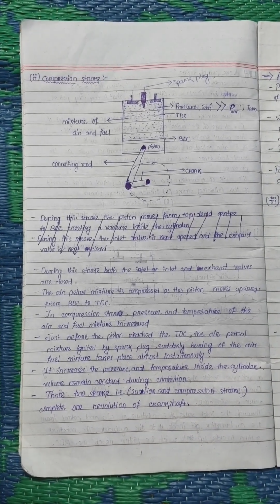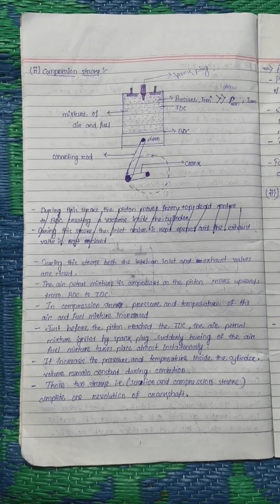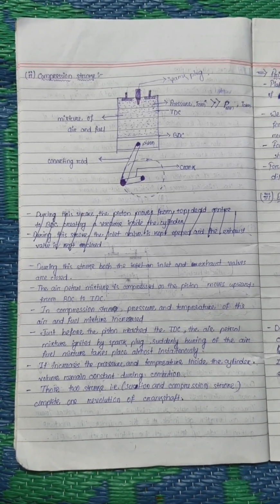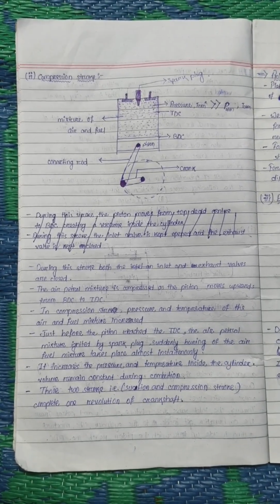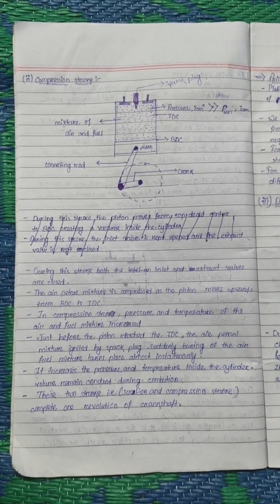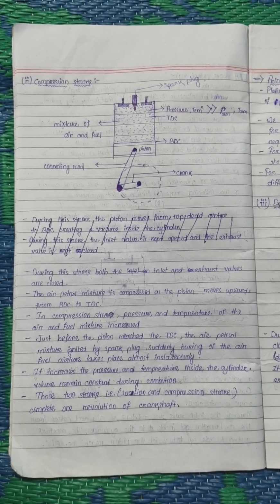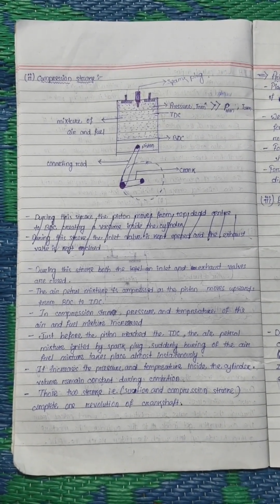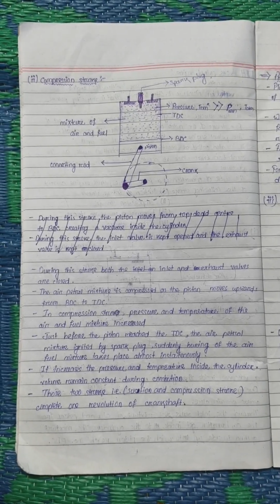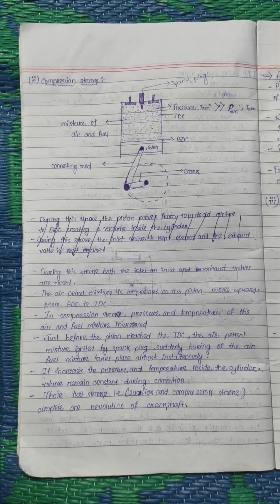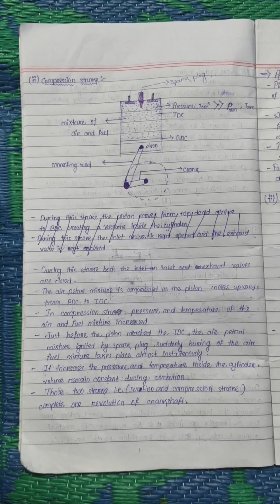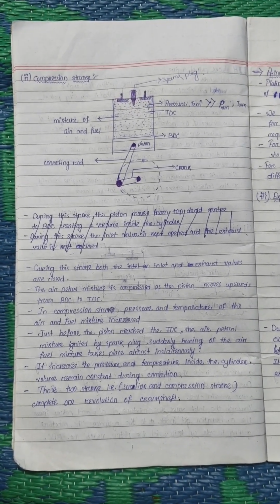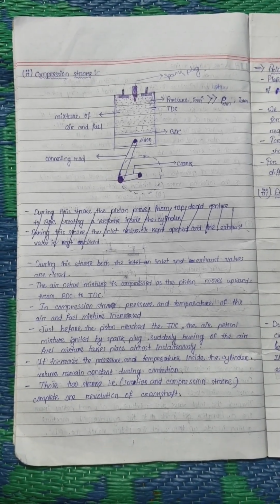Compression stroke. During this stroke, both the inlet and exhaust valves are closed. The air-petrol mixture is compressed as the piston moves upwards from BDC to TDC. In the compression stroke, the pressure and temperature of the air and fuel mixture increase just before the piston reaches the TDC. The air-petrol mixture is ignited by the spark plug.